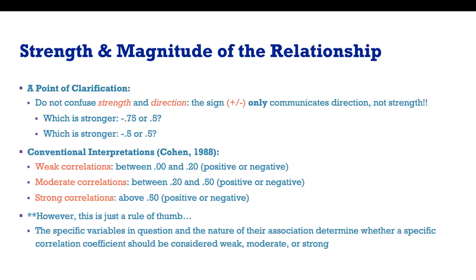Cohen in 1988 created some standards that we use to determine if something has a weak, moderate, or strong correlation. Weak is going to be anything between 0.00 and 0.2, positive or negative. Moderate is between 0.2 and 0.5, and strong correlations are above 0.5. However, this is just a rule of thumb. Sometimes stronger correlations are going to be much higher, at 0.9, 0.8. Sometimes you might even consider something to be a weak correlation at a 0.3. But as a rule of thumb, that's a good standard to go by.